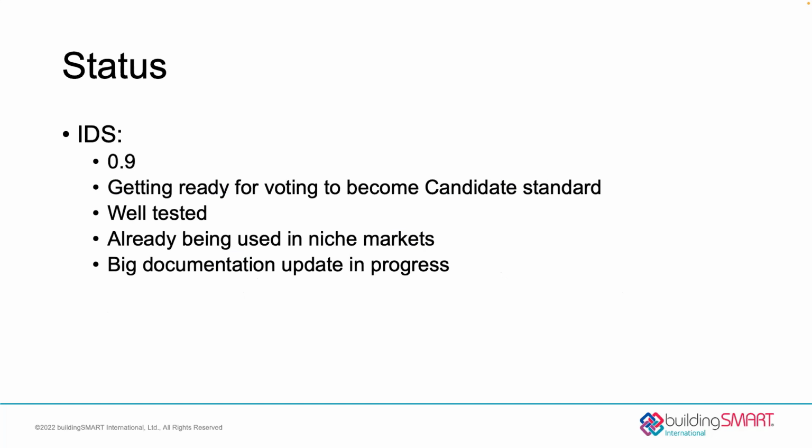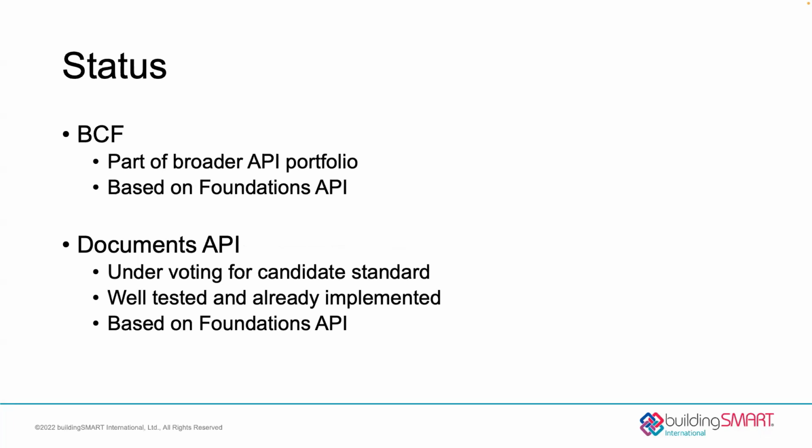IDS, then, it's 0.9 status at the moment. I think it's very well tested by multiple implementations. It has a clear scope, clear structure. I think it's currently being prepared to be sent to the standards committee for voting as a candidate standard, and you would find it on the GitHub repository. And I think the big documentation update in progress is being created by Dion, who will also show that tomorrow. He has confirmed, yeah.